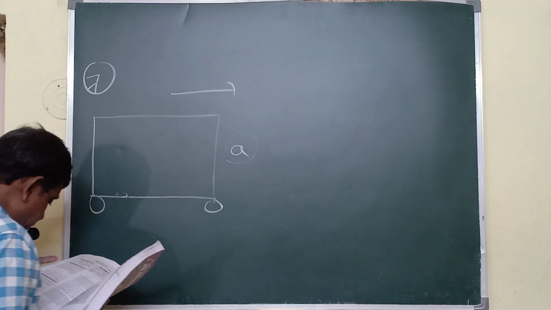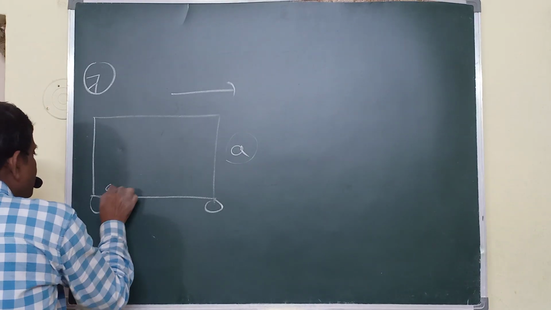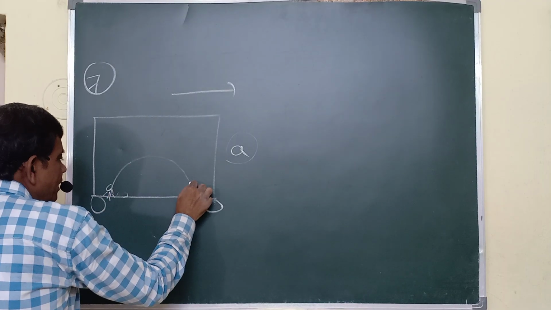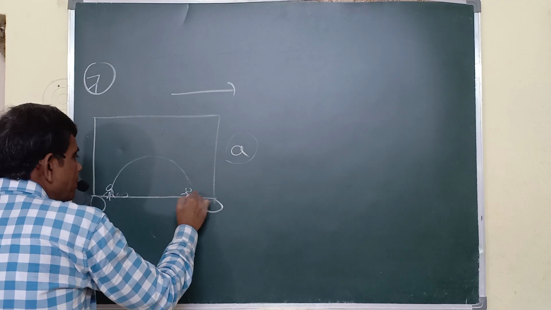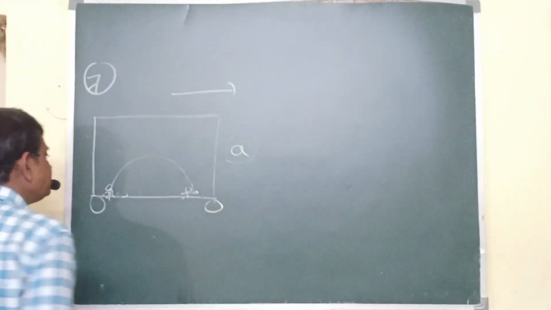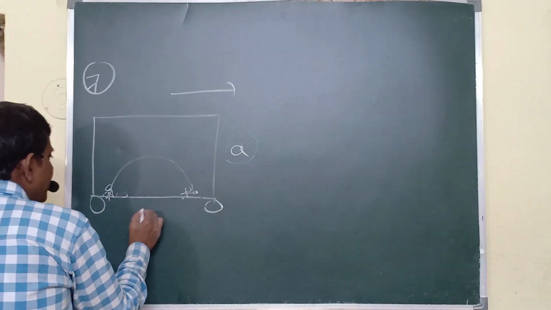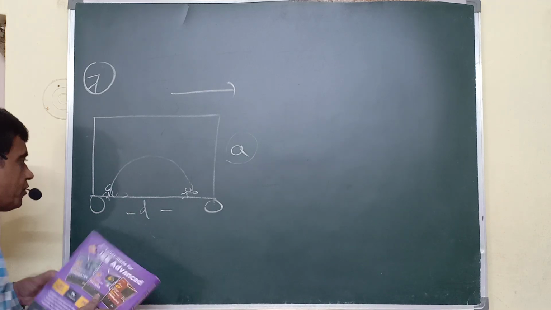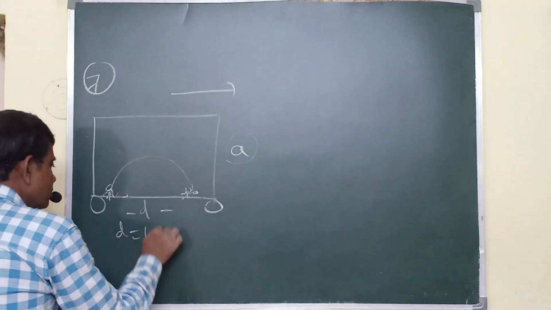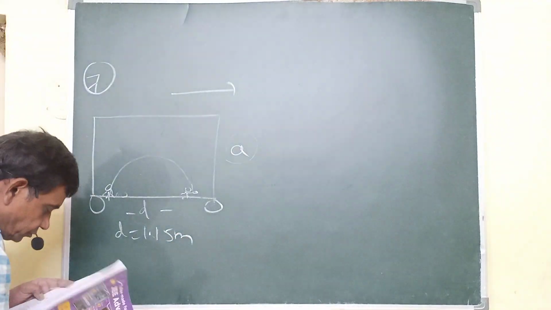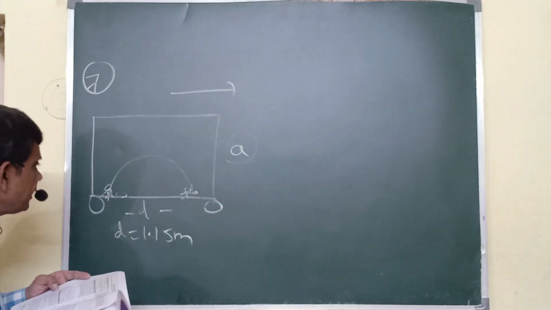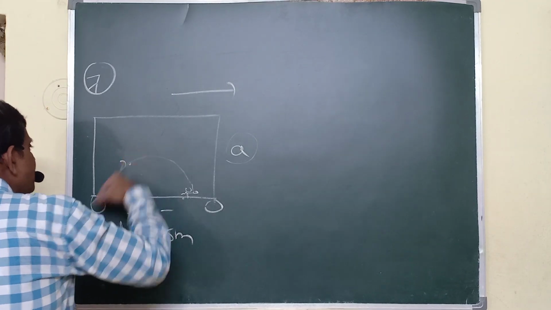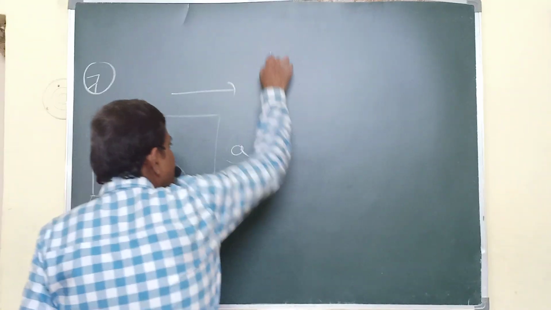Here one boy projects a ball like this. When the ball reaches here, he comes to here and catches the ball. So this distance he has given as d. What is the distance? That is 1.15 meters, d equals 1.15 meters. Again he has given this information about the ball, which is moving like this.